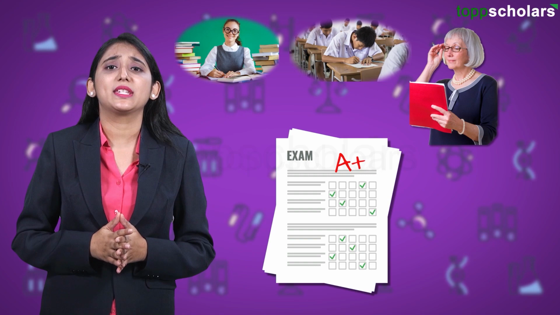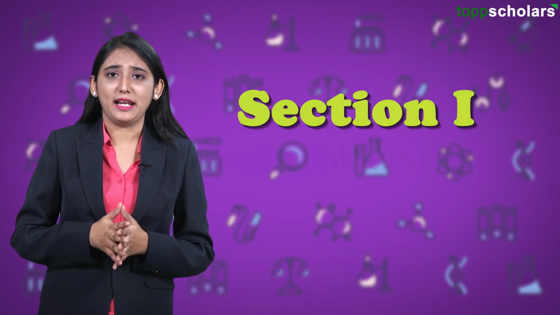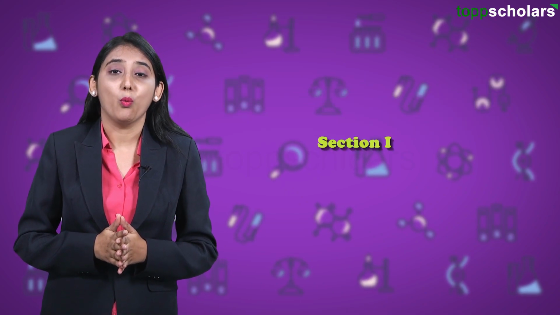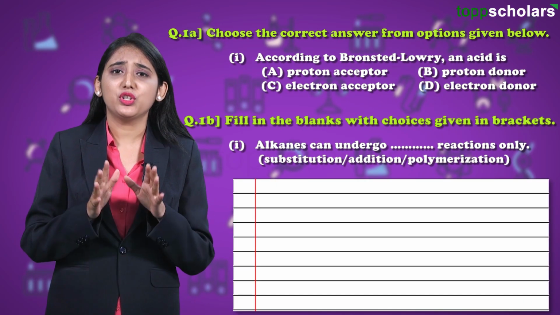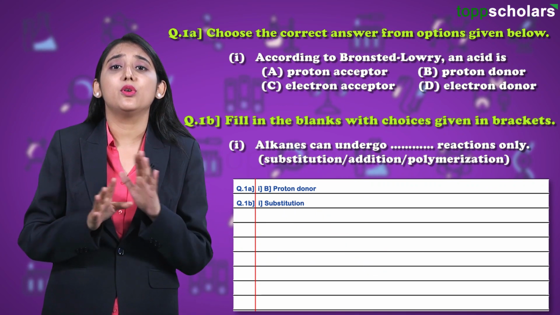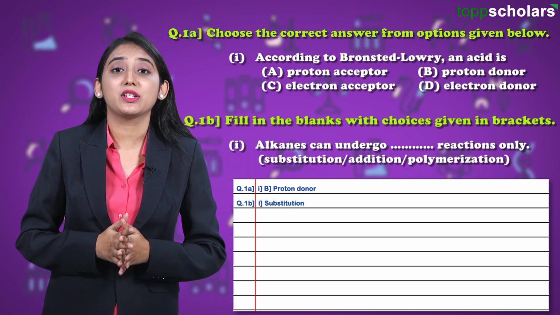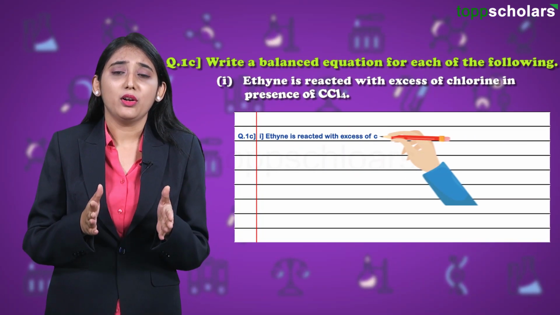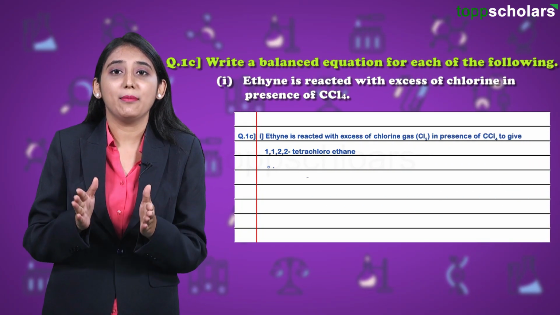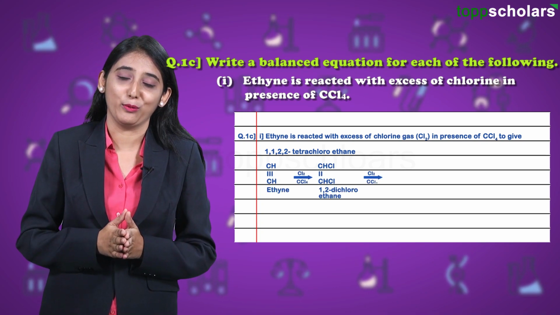So let us begin with section 1 of your board paper. In 1, that is for question number 1A and B, you just need to write down the correct option. Here, you need not write down the complete statement. Moving on to question number 1C, here write down the word chemical equation followed by the balanced chemical equation.